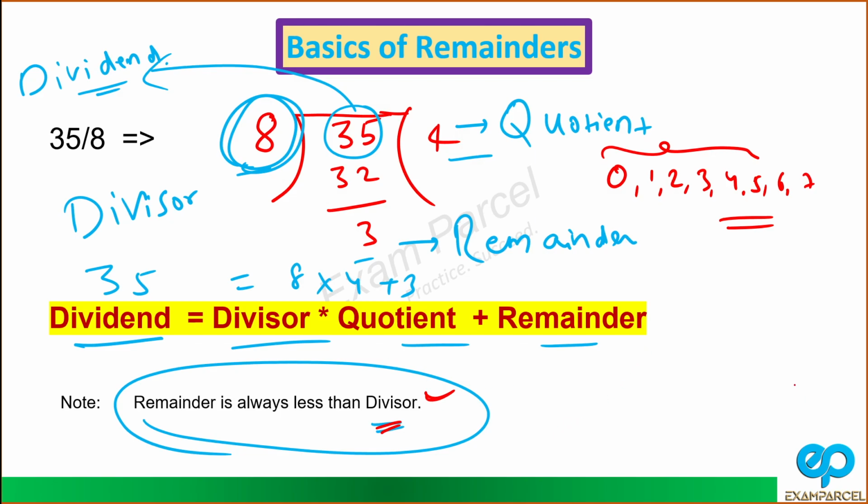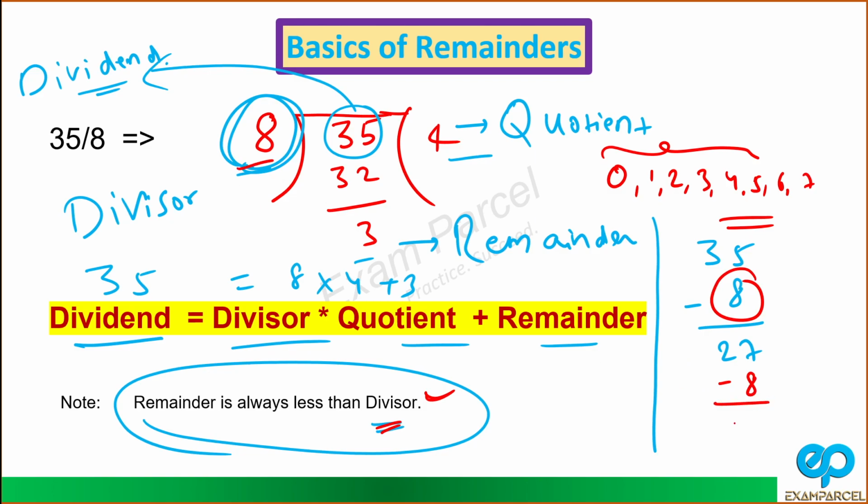Okay. So now this is done. Now a very important point here, what I want to explain is that, let's say I take this dividend, 35, and I take this divisor and I subtract this. So I get 27. Now what I will do is, I will keep on subtracting same divisor until and unless I get a number which is less than divisor. Okay, so 19, again 8, 11, again subtract 3. So now I cannot continue. Okay, why? Because this number is less than 8.